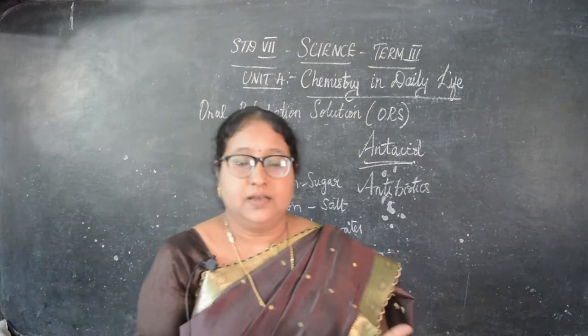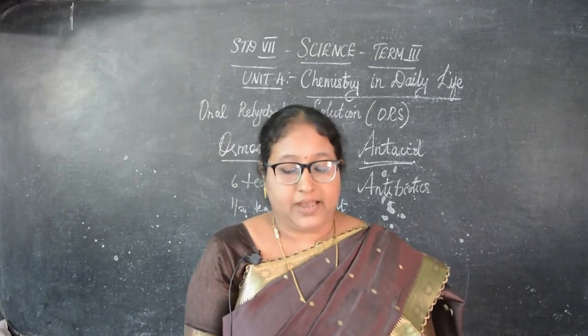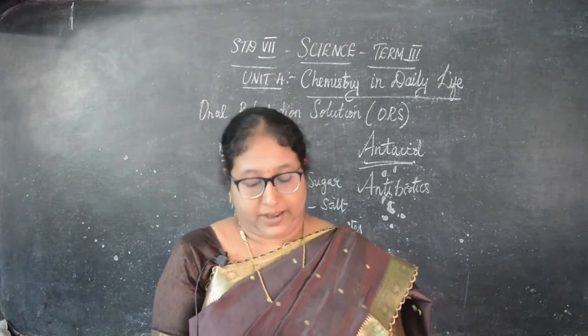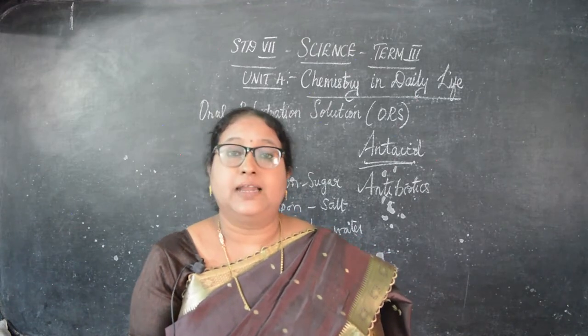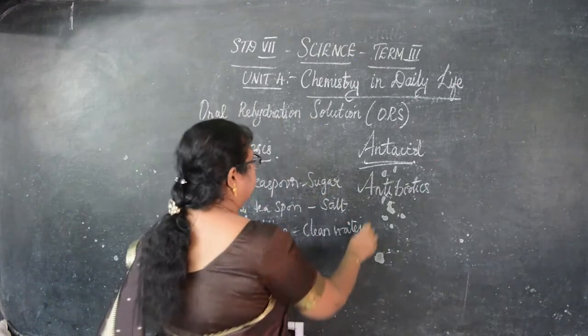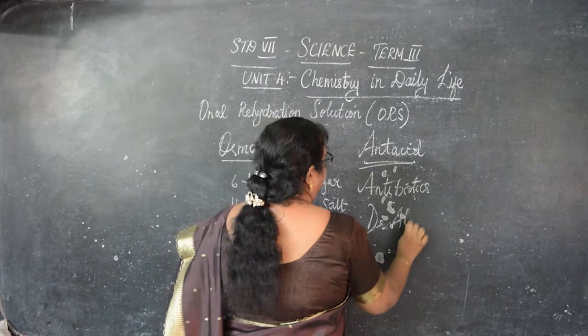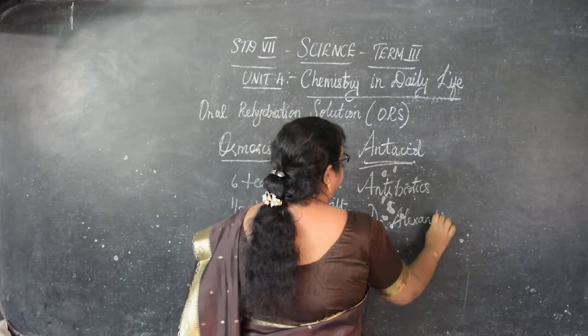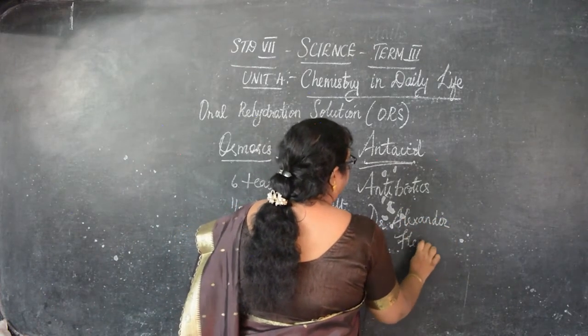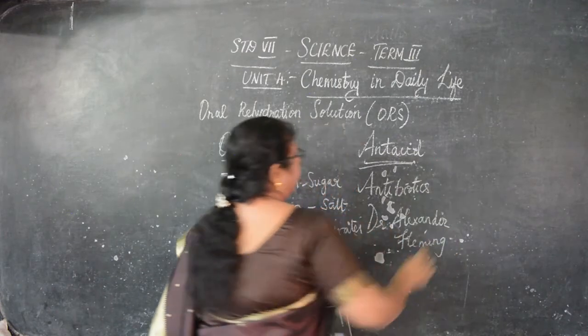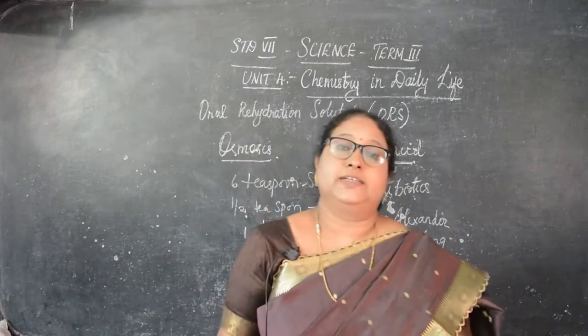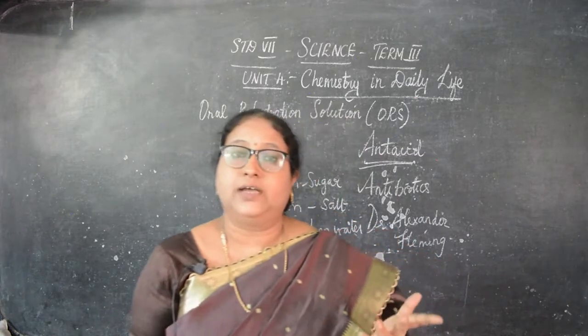So how was it discovered? What happened in 1928 while a British bacteriologist, that is Dr. Alexander Fleming. So the bacteriologist's name is Dr. Alexander Fleming. How did he discover this antibiotic? Okay, what did he discover, children? He discovered the antibiotic called penicillin.